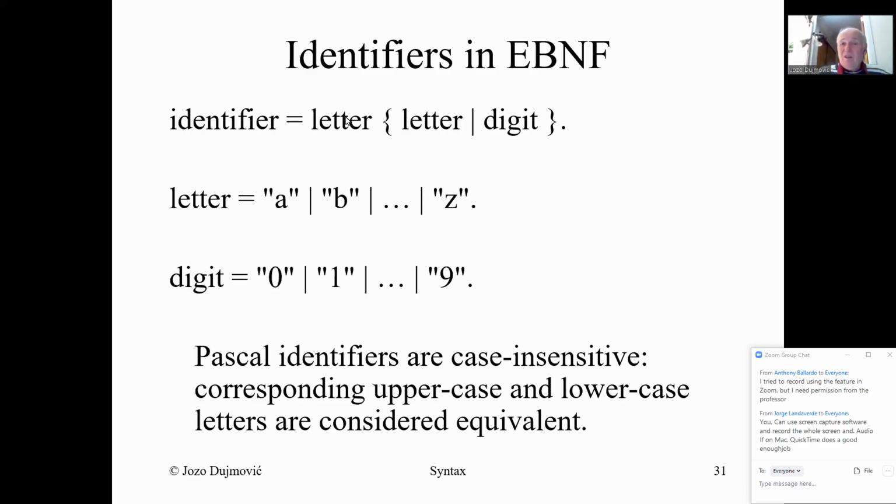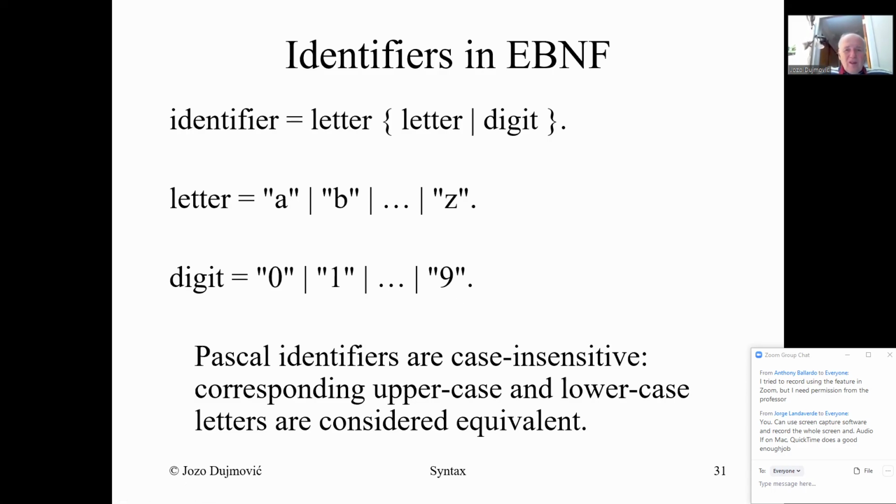Now you have to say what is letter. Unfortunately, each letter has to be inside double quotes, because if it is inside double quotes, then this is a terminal symbol. So it can be A or B or C or Z, all of them here. Digit can be 0 or 1 or 2 or up to 9. These are decimal digits.